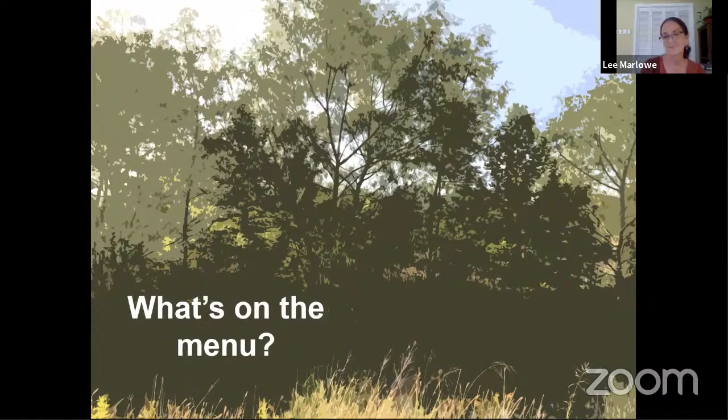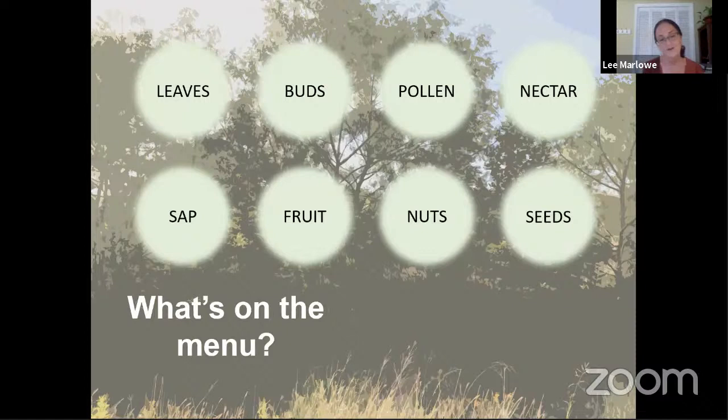Well, the plants provide a lot of different types of food items, and those include leaves, buds, pollen, nectar, sap, fruit, nuts, seeds. And I know some of the plant people here are probably cringing because they're saying that all nuts are fruits and most nuts are seeds, but not all seeds are nuts, but just go with it here. There's a lot of different opportunities provided by these plants to different organisms. So these are our vegetarian guests, right?